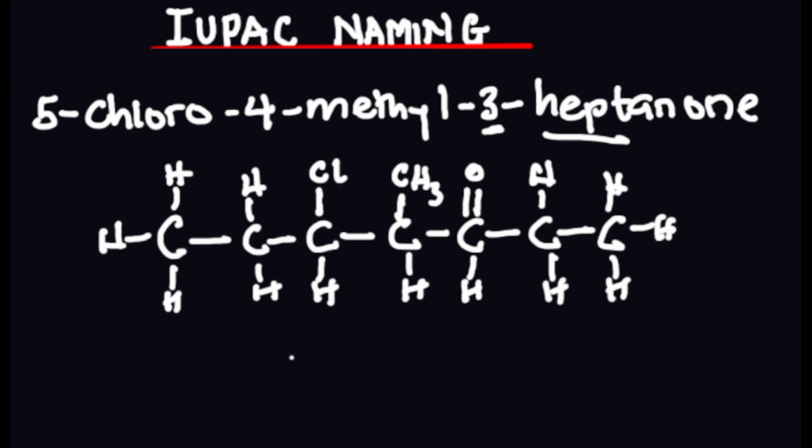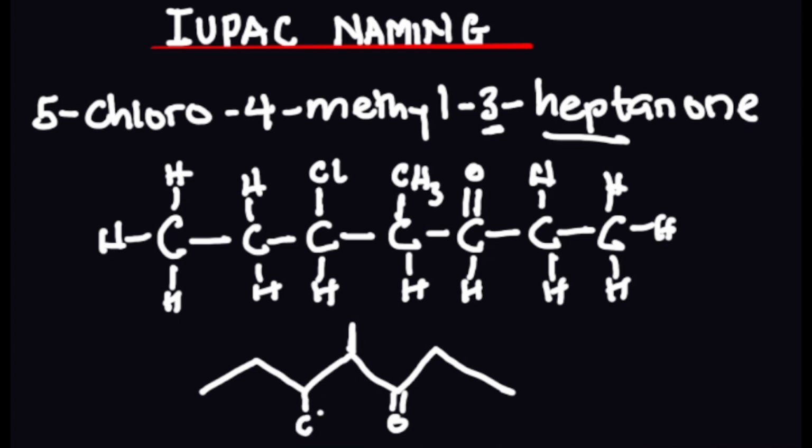Now let's go ahead and draw the skeletal structure, and that's going to be something like this. We're going to have heptane, 1, 2, 3, 4, 5, 6, 7. If I start counting like this, I'm going to have a double bond O here. This is going to be the position of the ketone. Then 1, 2, 3. On position number 4, I'm going to have a methyl group, which I'm going to put here. And on position 5, I'm going to have a chlorine group, which I'm going to put here. So this is basically 5-chloro-4-methyl 3-heptanone.